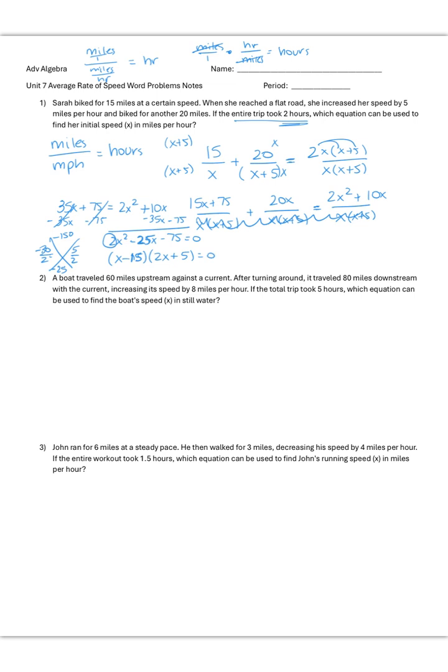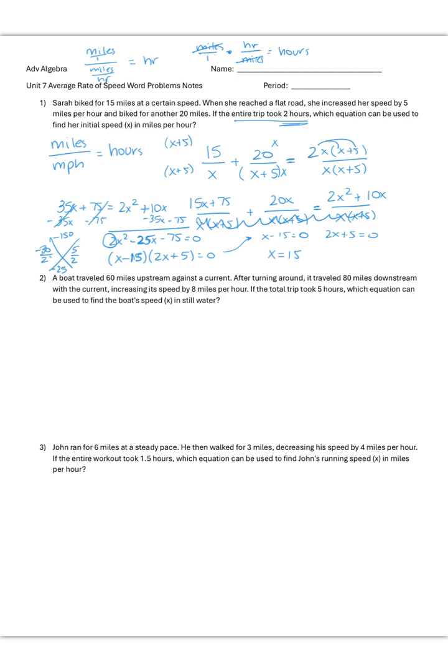Okay, so I have to set them both equal to 0. So I'm going to go over here, and I'm going to say x minus 15 equals 0, and 2x plus 5 equals 0. And on this side, I'm going to have x equals 15.